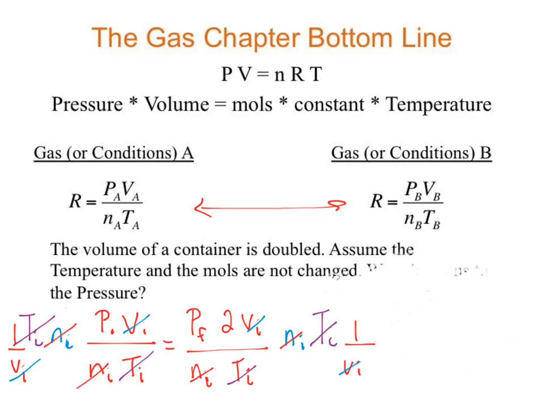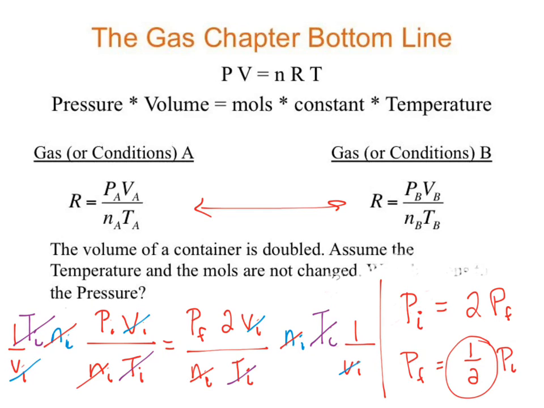All right, there's a lot of stuff canceling in there, so let's go ahead and rewrite that. On the left-hand side, what do we have left? We only have P initial. What do we have on the right side? 2 times P final. What were we solving for? P final. What happened to P final? It's exactly half of our initial. So some of you could do that in your head, that's fine.